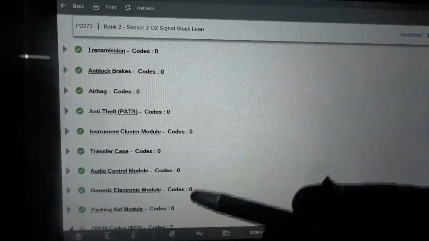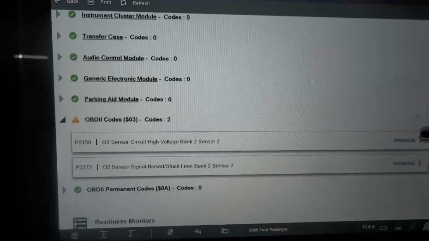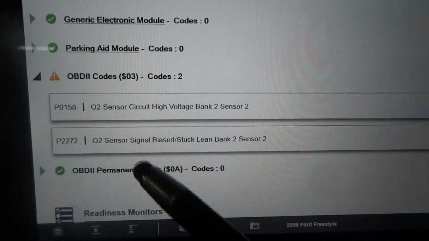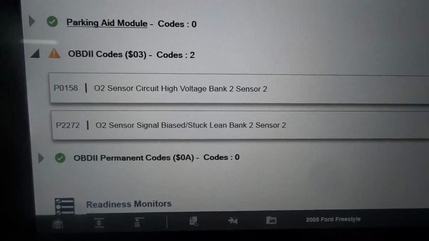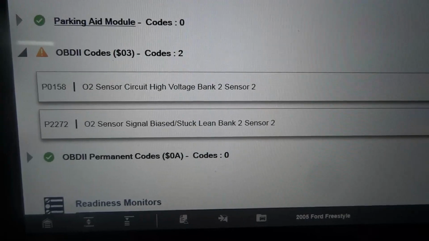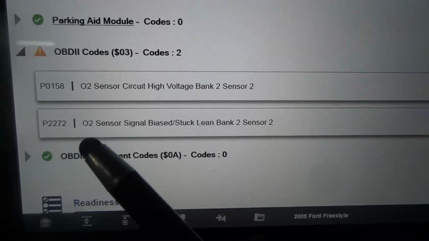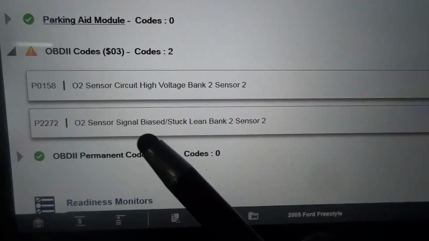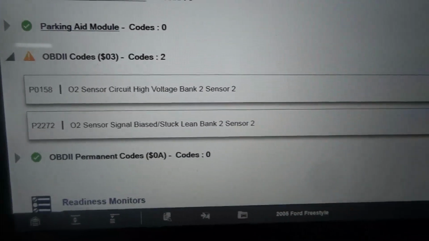We got 0 codes on these control units, so that's good. And over here on the generic side of the tool, we have the same 2 trouble codes, P0158, O2 sensor circuit high voltage bank 2 sensor 2, and P2272, O2 sensor signal biased stuck lean, bank 2 sensor 2.